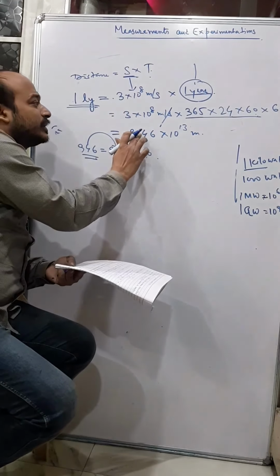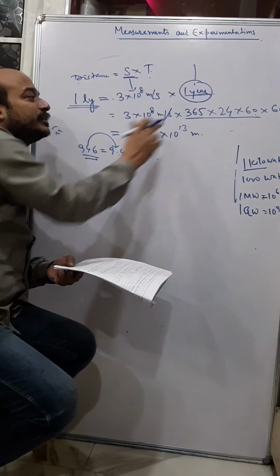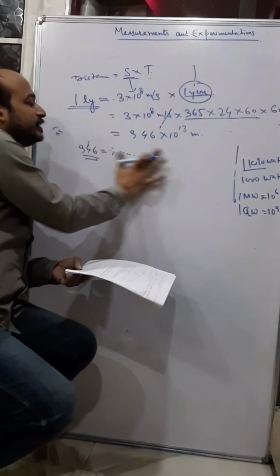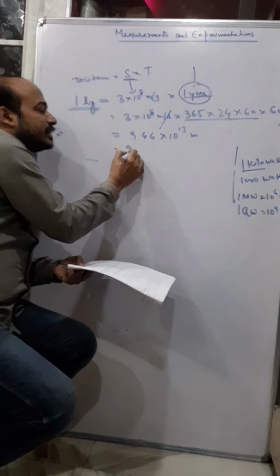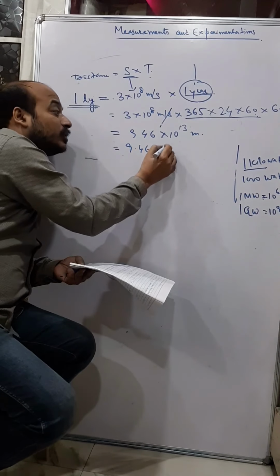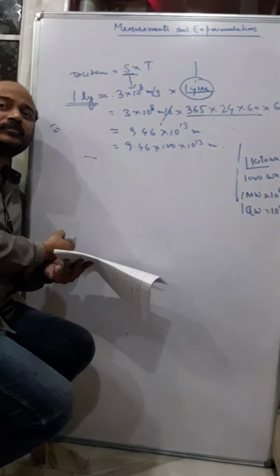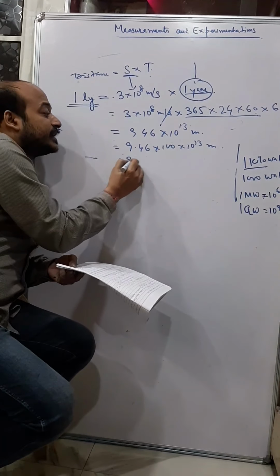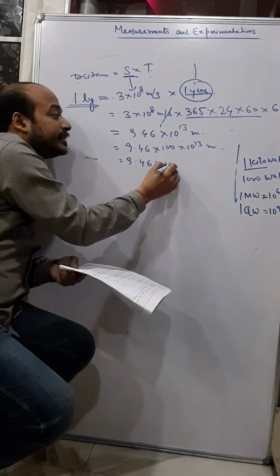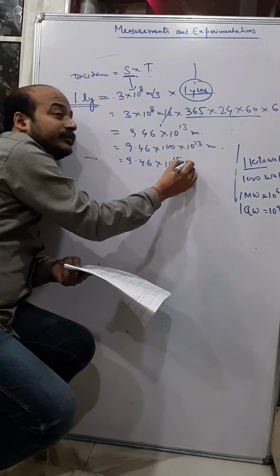So I got here what? 946 into 10 to the power 13. So that means it is 9.46 into 100 and into 10 to the power 13 meter. So finally I get what? 9.46 into 10 to the power 15 meter.